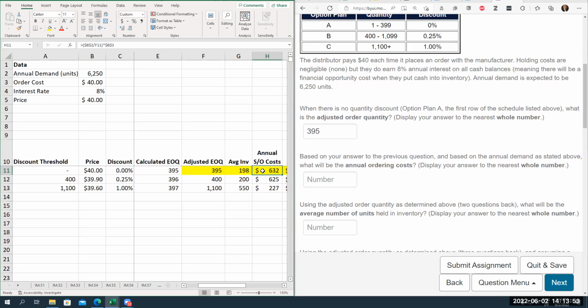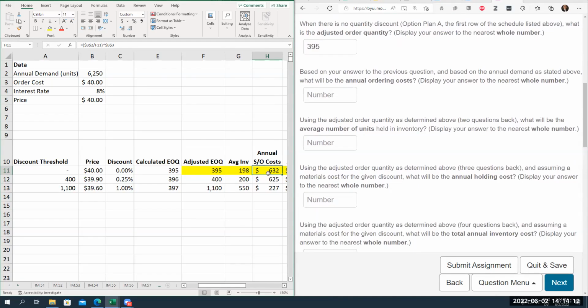This 632 is not the value of what I'm ordering, right? It's just the cost it takes me to make those orders. The cost of 15.8 orders per year. Does that make sense? Okay, here we go.